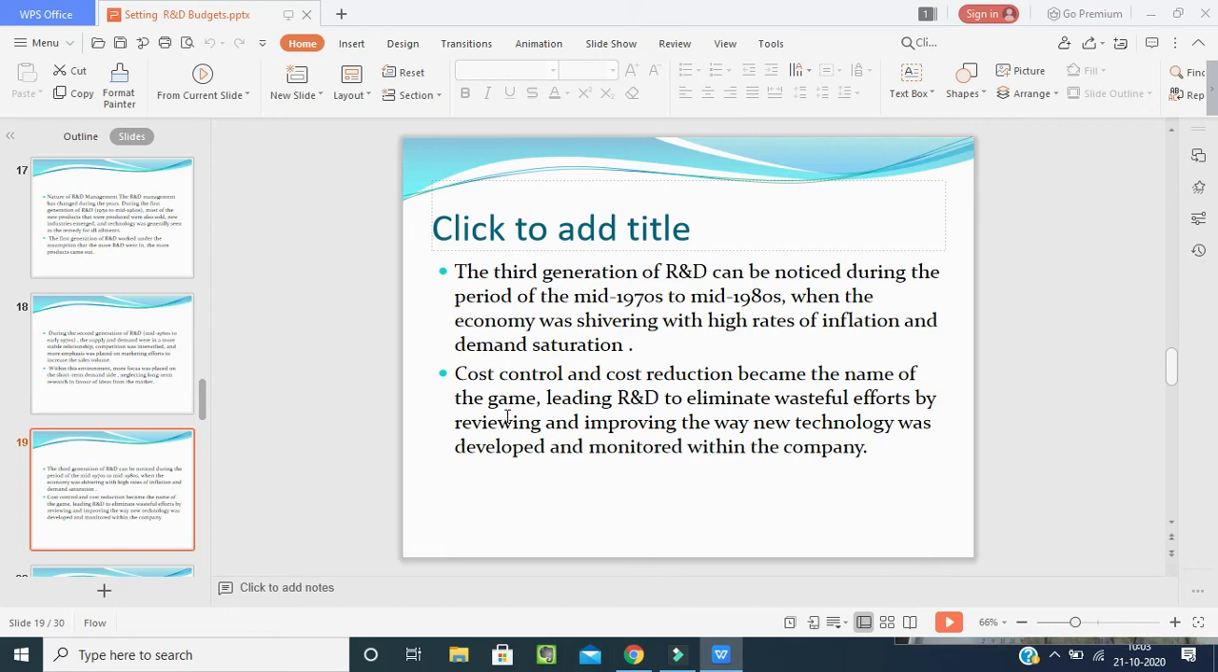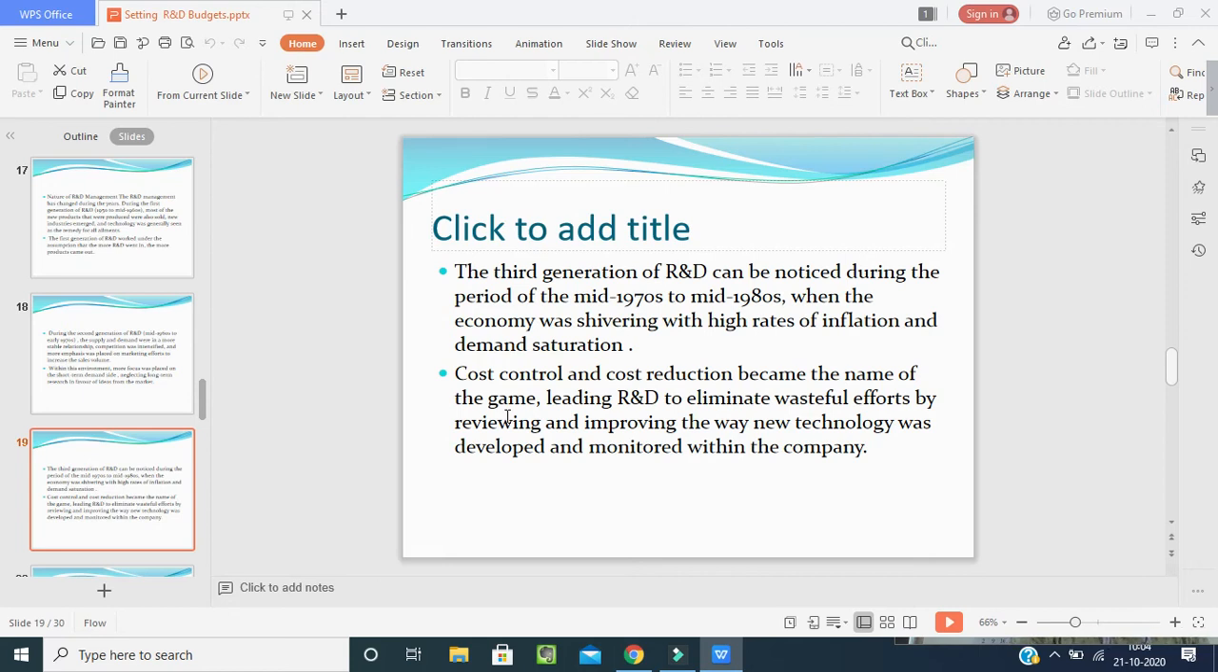See what happened on those days in that third generation. Inflation was there in the country and demand got saturated, so they wanted to remove wasteful expenditures on the product. The name of the game was minimizing the cost and maximizing the profit. That means cost control and cost reduction was the main game of every company and organization for leading the R&D. So here R&D, research and development, led to eliminating wasteful efforts by improving the way technology was developed.